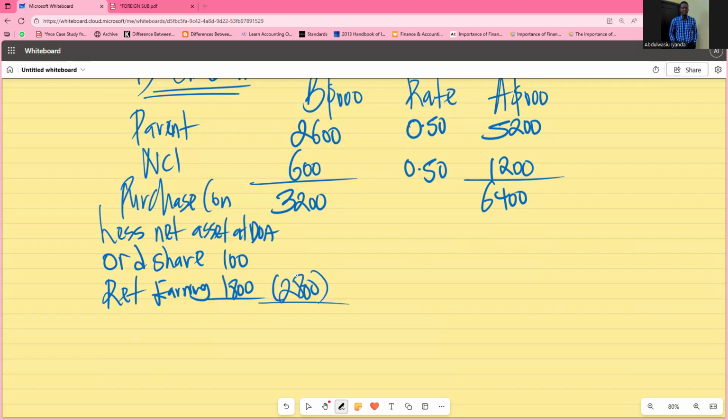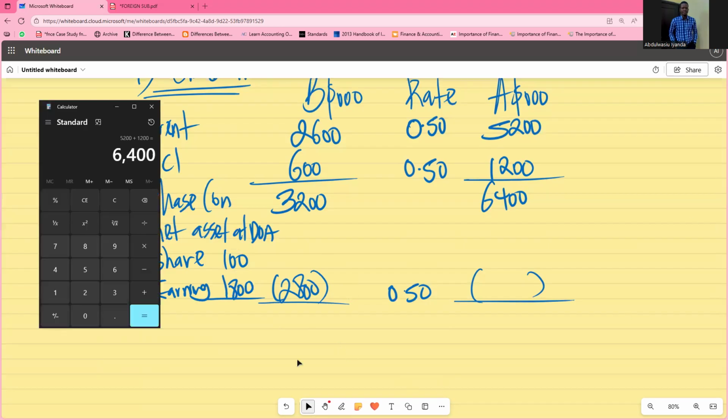Abi. Then you move it to acquisition rate 0.5. So this minus this. If you say 2, this should be 3.6. So if I say what now? What you do so that everybody will see. If I say 2,800 multiplied by what? 0.50.